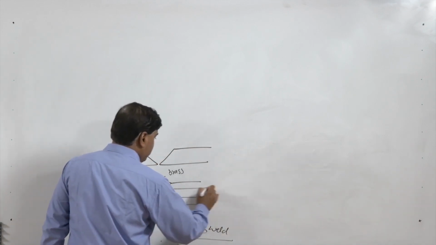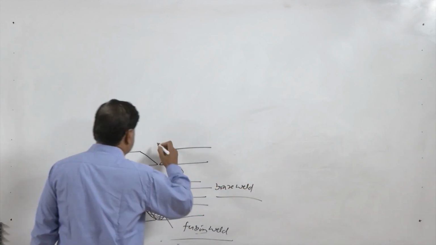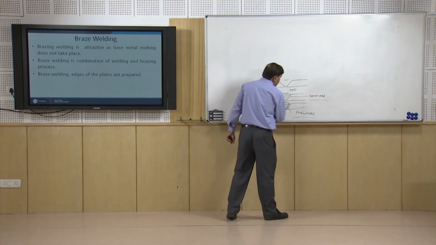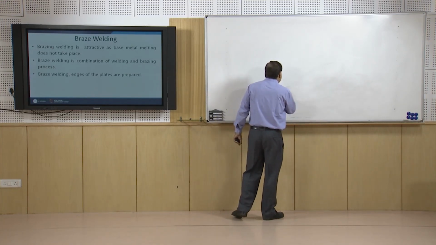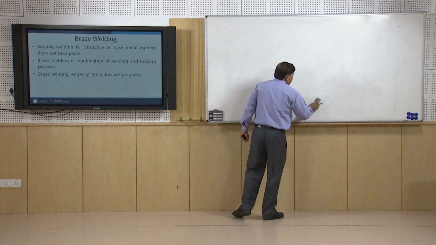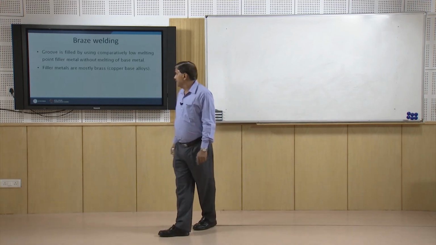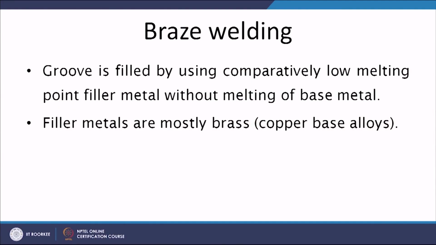This is in case of braze welds, and this is, say, a V groove prepared for developing either a fusion weld joint or a braze weld joint. So, in case of braze weld joints, the edges prepared remain intact, only the filler metal is brought to the molten state and the melting of the faying surfaces does not take place. So, in this case, first the groove is filled using a comparatively low melting point filler without melting the base metal, and fillers are mostly brass, that is the copper base alloy.